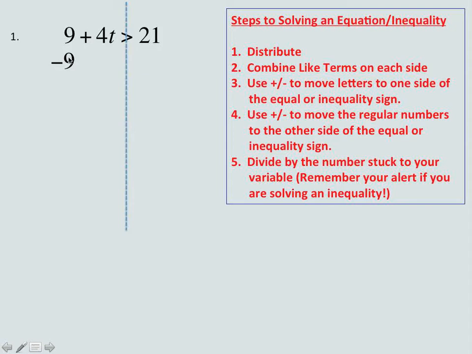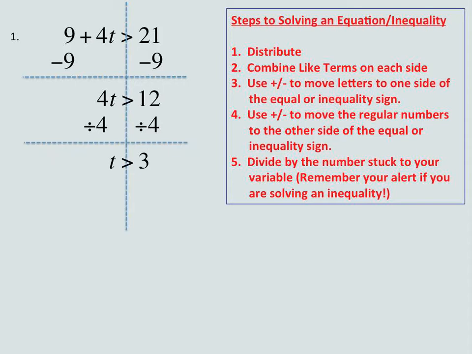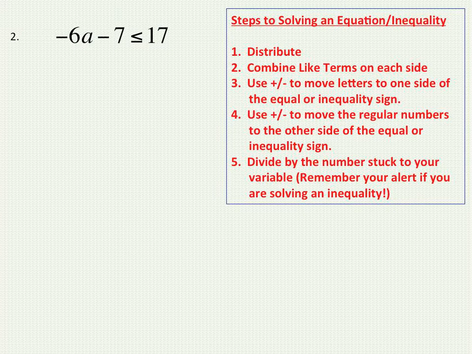I'm going to use my addition and subtraction to move this 9 away from the t. So I subtract 9 from both sides. That gives me 4t is greater than 12. Now all my t's are on the left and all my regular numbers are on the right, so I can divide. I'm going to divide both sides by 4. That's a positive 4, so I don't have to worry about flipping the sign. So t is just greater than 3. All right, no big deal. Let's take a look at another one.